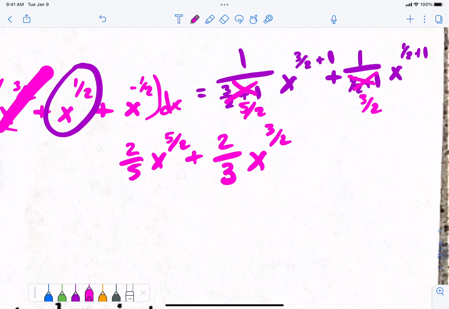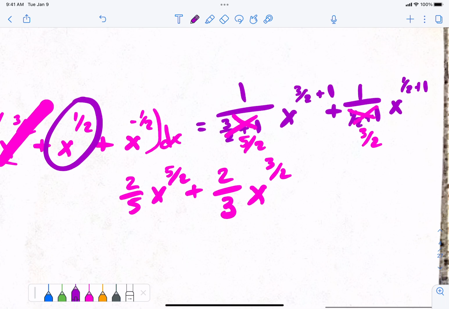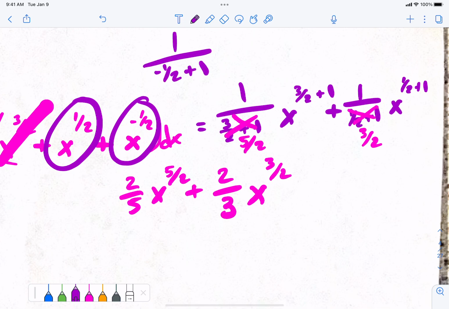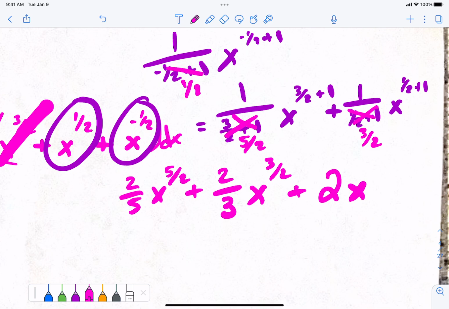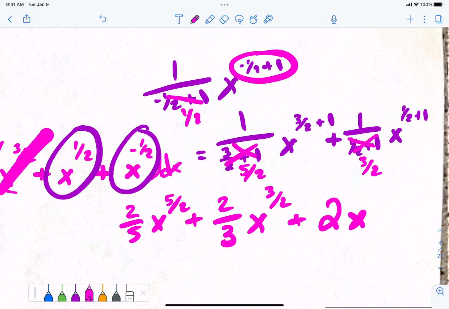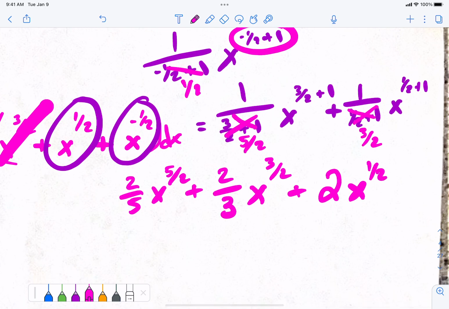Okay. All right, this next one. I'm running out of room on this next one. This guy is going to be 1 over negative 1/2 plus 1. It's going to be half. x to the negative 1/2 plus 1. So this is negative 1/2 plus 1, which is 1/2. What's 1 divided by 1/2? 2. So 2 x to the 1/2 power. And then put it above. Nothing should go into the bottom because no negative exponents.